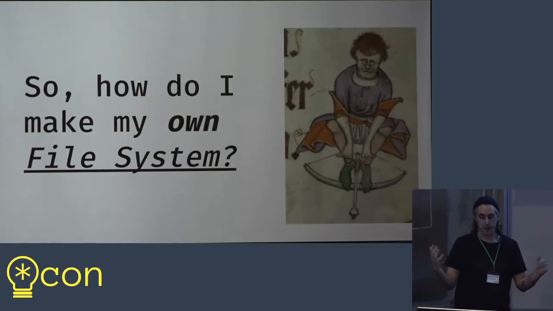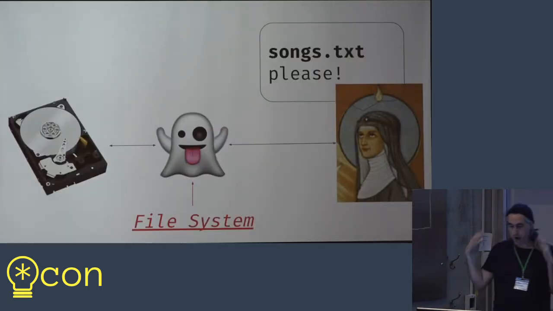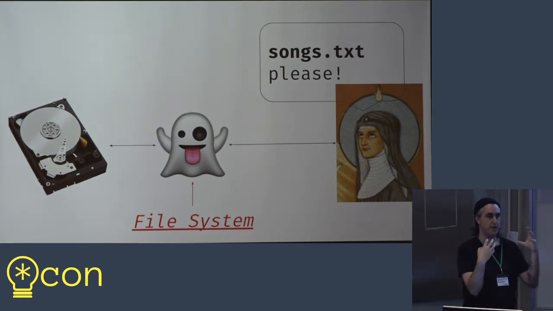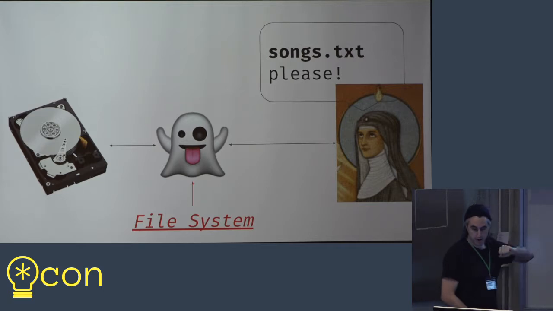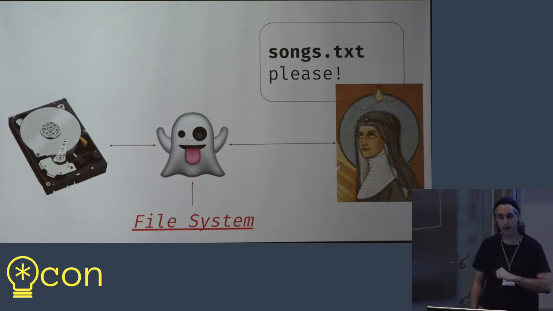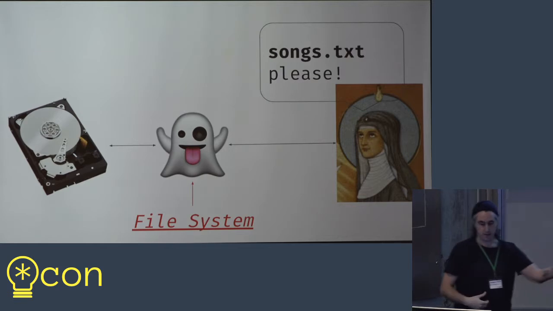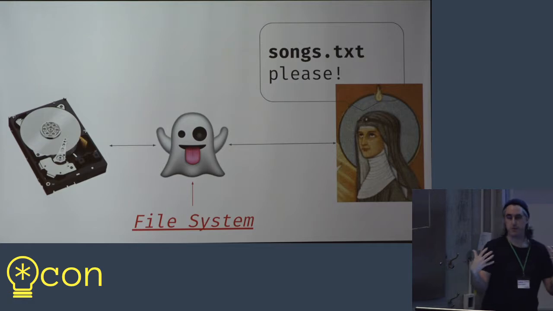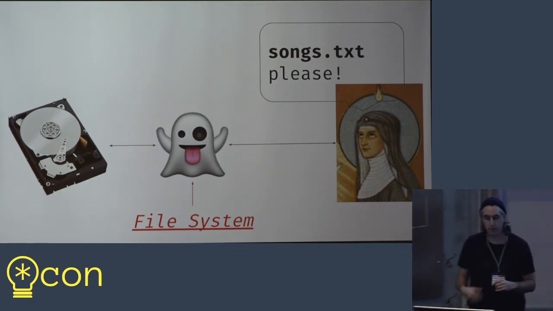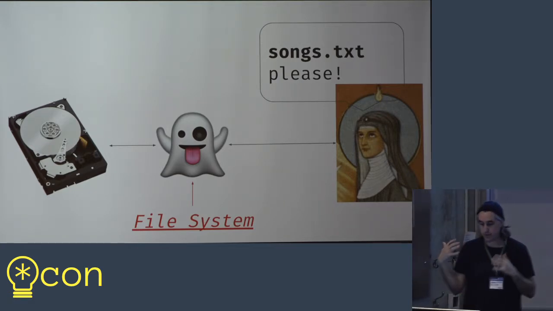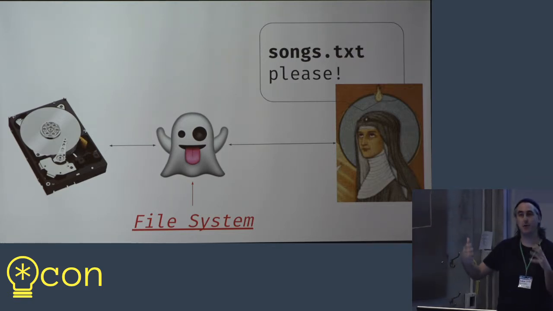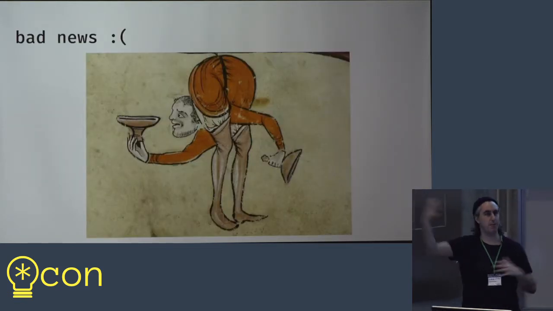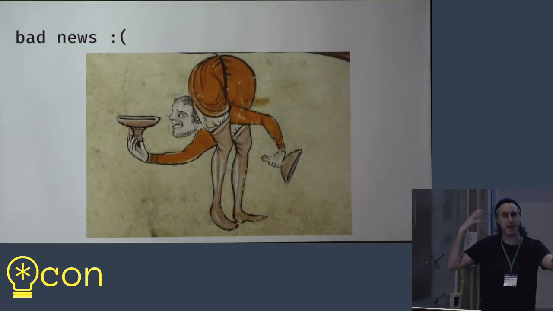So how does one do this? Well, regular real file systems sit in between the person and the hard drive. Here we have Hildegard von Bingen. She wants her songs.txt file, and she needs to ask the file system to get it from the hard drive. Now, building a real file system means dealing with hard drives, which is probably horrible. I've never done it. I don't ever want to. And also dealing with the operating system, because the operating system needs to know about file systems, because it lives in a file system. The operating system needs a file system. It seems really bad.